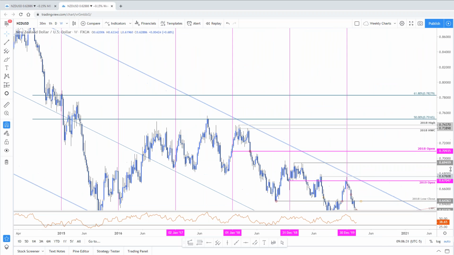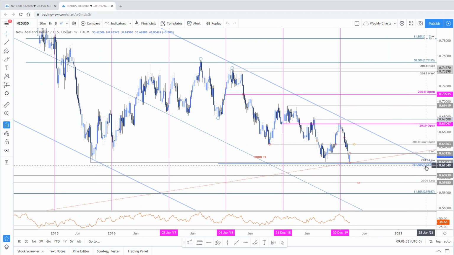All right. 618 extension of the drop. This is from the drop that you made back off the 2017 highs and 2018 highs. 1618 of the extension, or of the drop, excuse me, gives you 61.78. The 2015 swing low comes into play at 61.96. Man, that's basically what you've been finding support at.